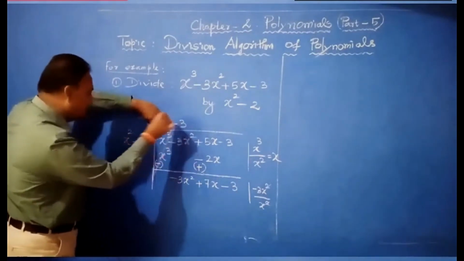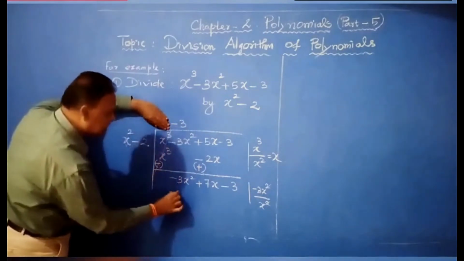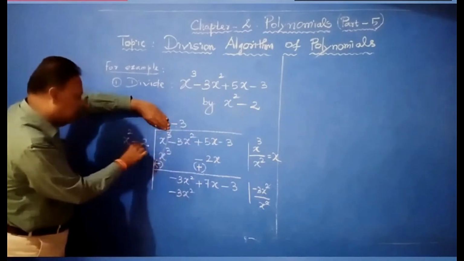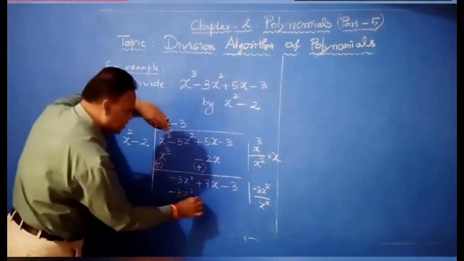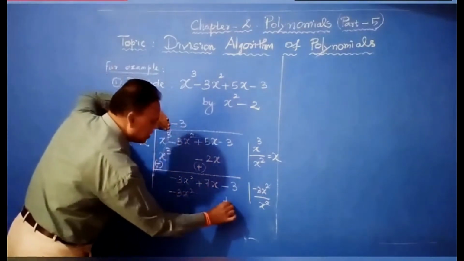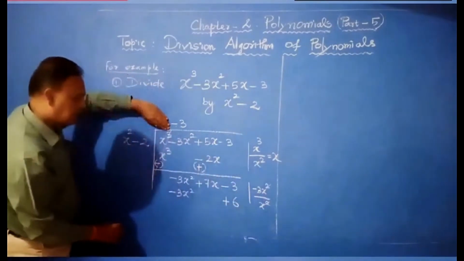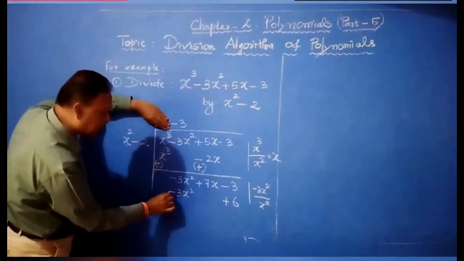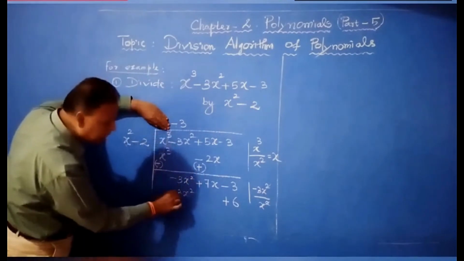So minus 3 into x squared, minus 3x squared. Correct? Minus into minus plus, 3 into 2, 6. So plus 6. Write it here. Here constant term there. So write it. So minus into minus plus 6. Now again subtract. While subtracting, what you have to do? Change the sign.